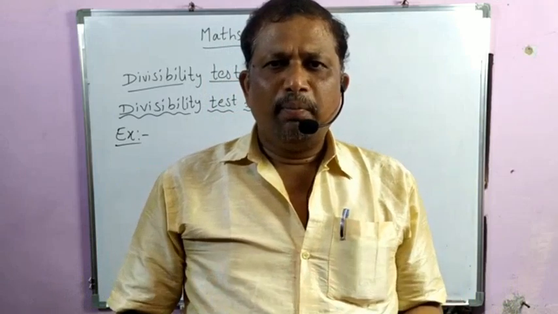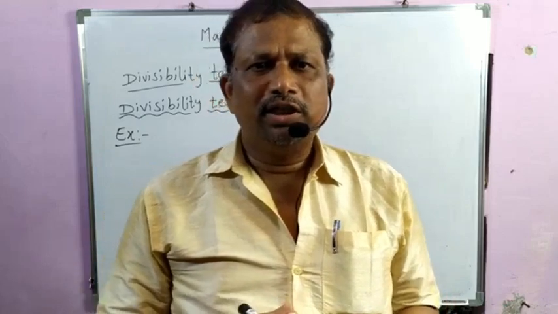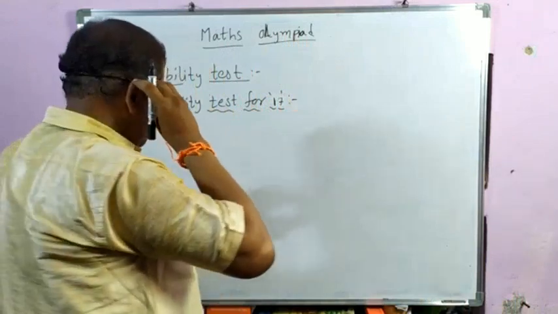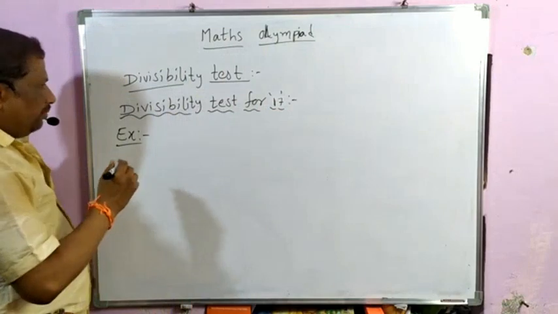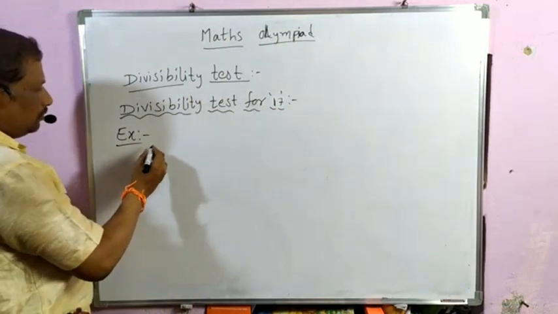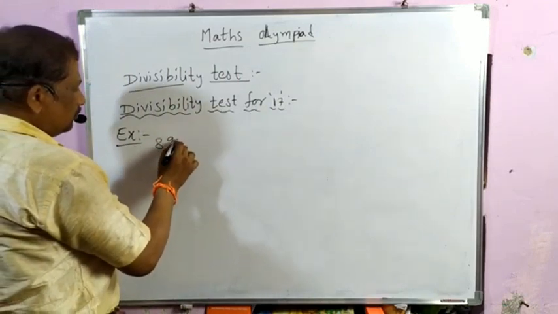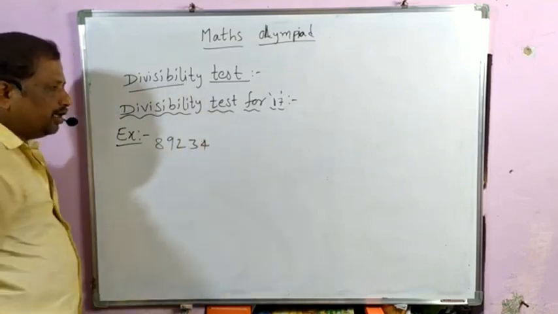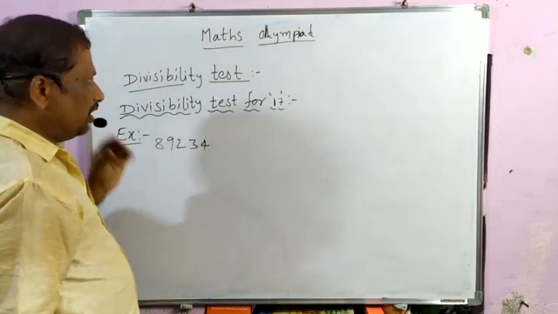When that small number is divisible by 17, then the given number is divisible by 17. Otherwise, it is not divisible by 17. Let us see this process. Here we are taking one example number: 8, 9, 2, 3, 4. Now check whether this is divisible by 17 or not.